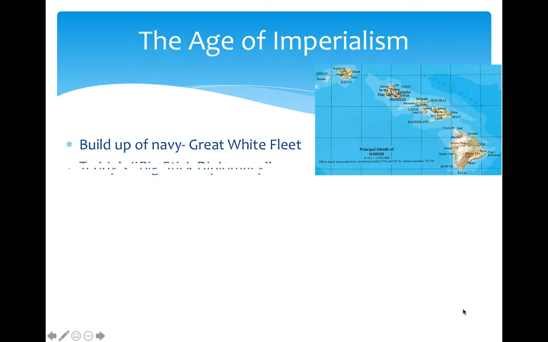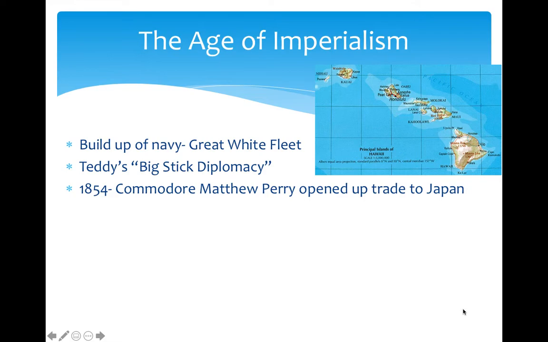So then we get to the age of imperialism here. The age of imperialism was this time period where we started to build up our navy. You don't need to know Great White Fleet, that term, but I would write down build navy. Teddy Roosevelt would call this big stick diplomacy. That basically, we're not going to start wars in other nations, but if wars happen, we will be able to finish it. And so the building up of our navy and the building up of our military would be important in that. Commodore Matthew Perry is going to open up trade with Japan.